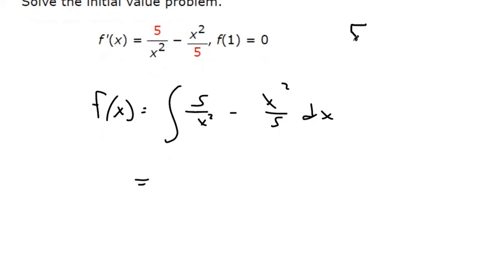This is 5x to the negative second. When you find an antiderivative, the power goes up. So the antiderivative should be negative 5x to the negative first, because negative 2 plus 1 makes negative 1. And you can check, because the derivative would turn back into this.